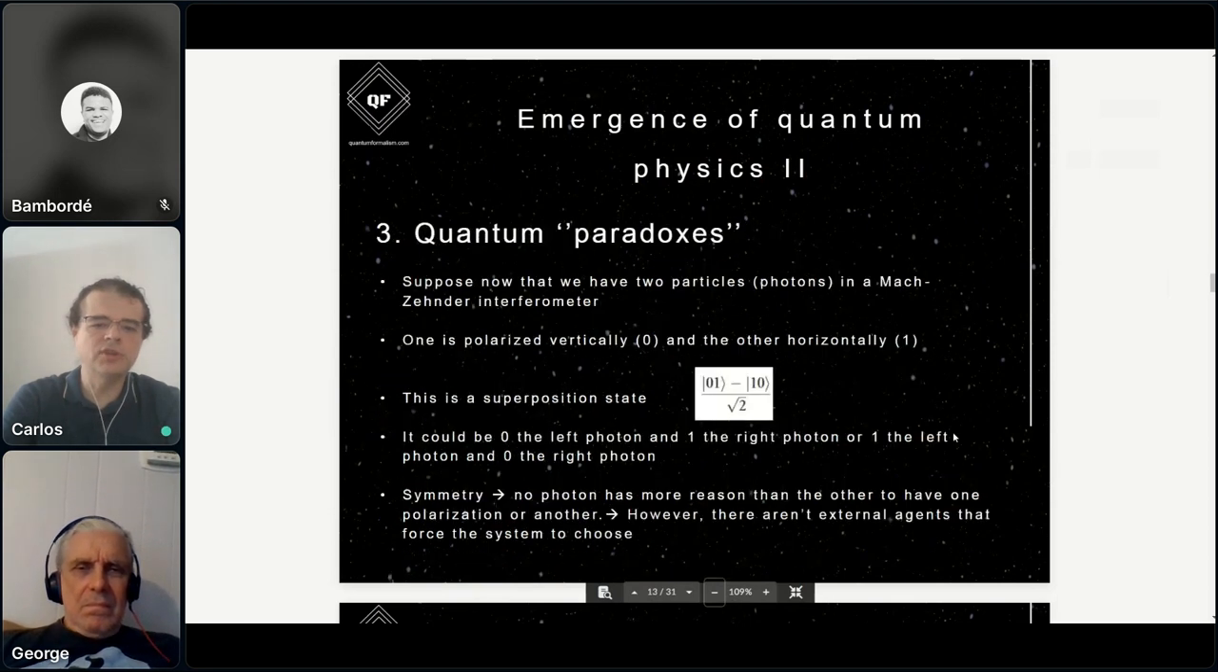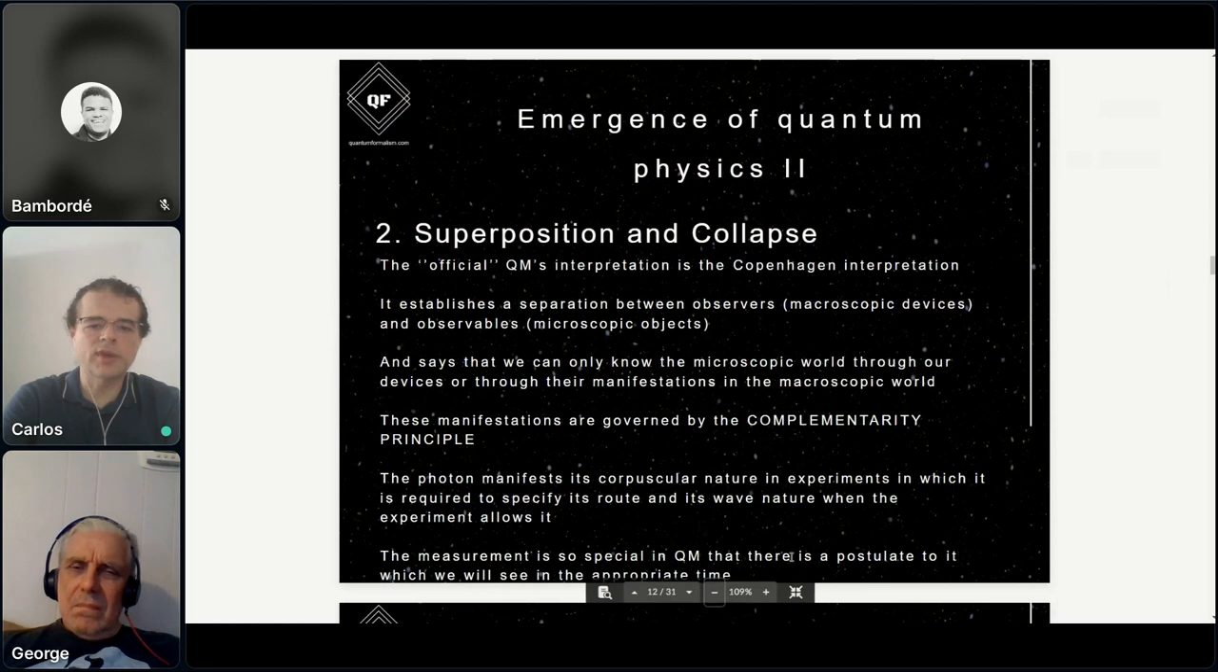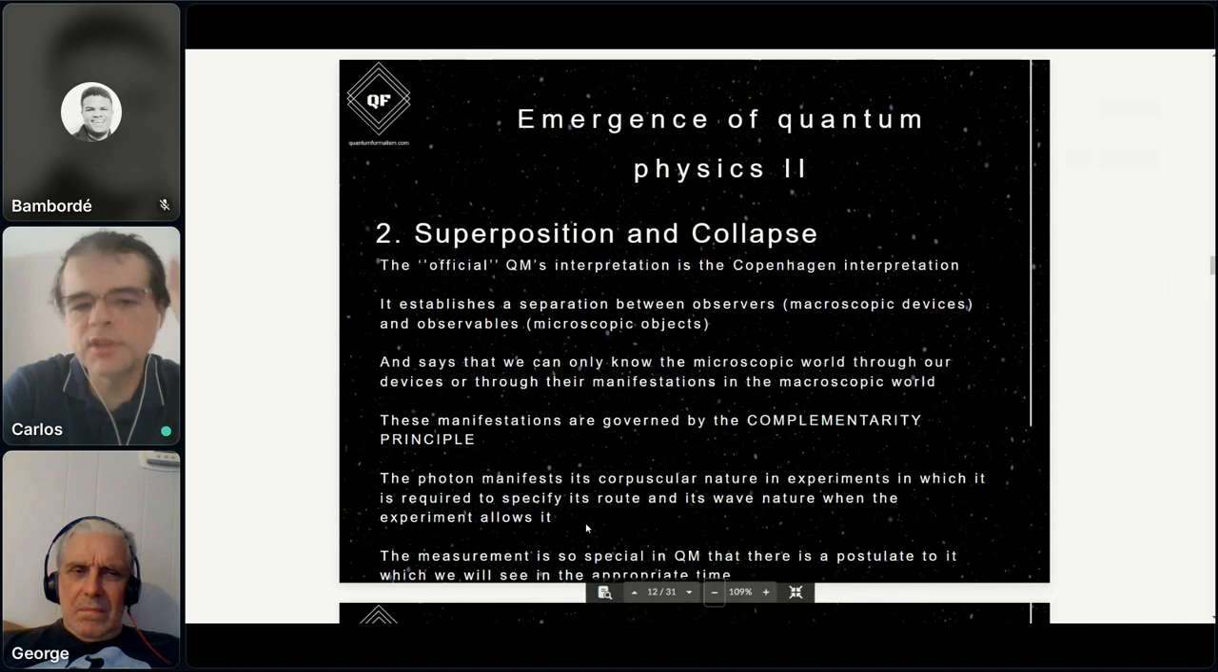And the measurement is so special in quantum mechanics that there is a postulate for it, which we will see at the appropriate time. It's not today, but when we discuss the quantum mechanics postulates, we'll see that there is one postulate especially for measurement. And maybe things will be more clear. I'm trying to give some hints here, but maybe with the math it will be more clear. So I don't know if I answered at least partially the question.